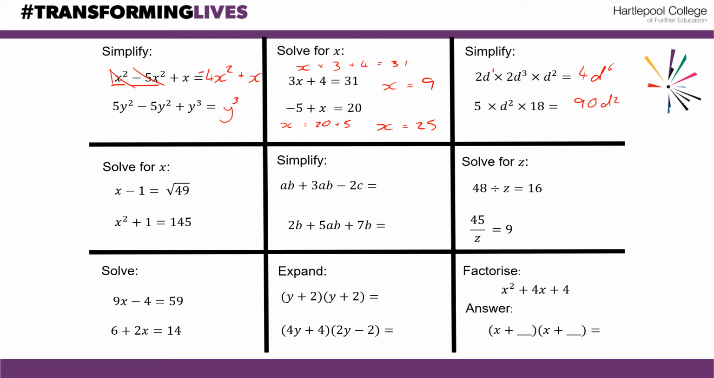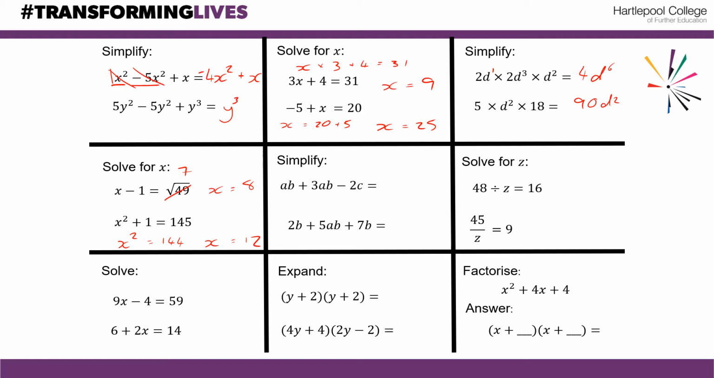Solve for x. So we've got x minus 1 is equal to the root of 49. Well, the root of 49, I can simplify, is really just a 7. So x take away 1 is 7, or working backwards, 7 add the 1 is 8, so x must equal 8. For the next one, we've got x squared plus 1 is 145. Now, if I take 1 off both sides, what I'm left with is x squared is equal to 144. 144 is also a square number, it's 12 times 12. So x must equal 12. All I've done there is square root of both sides, get 12.